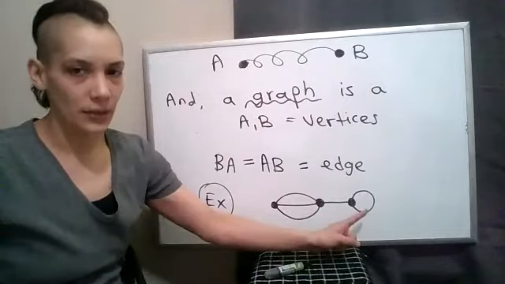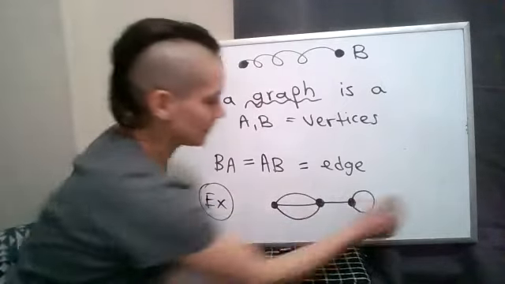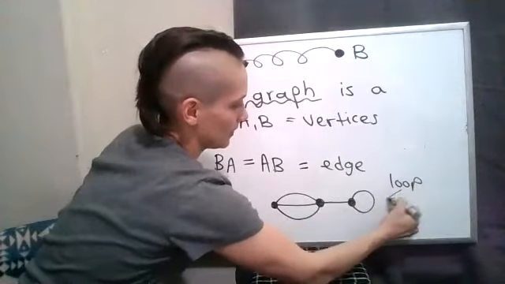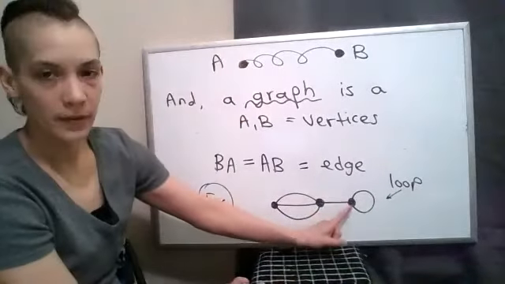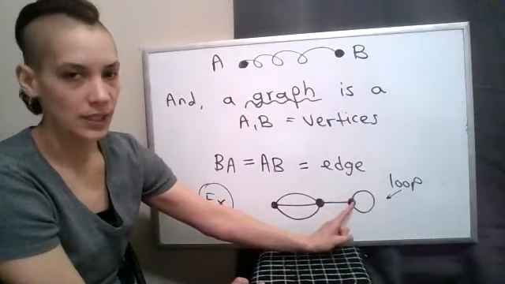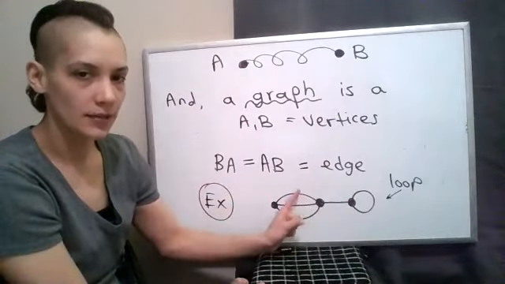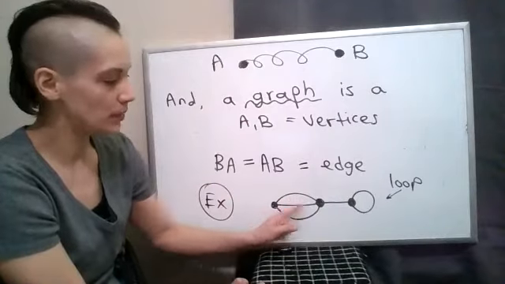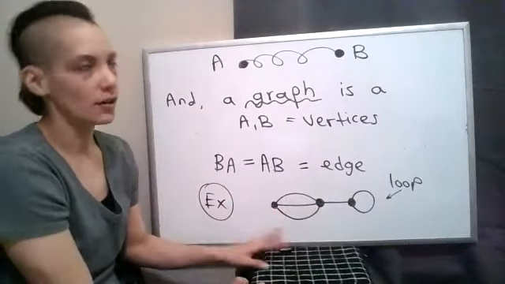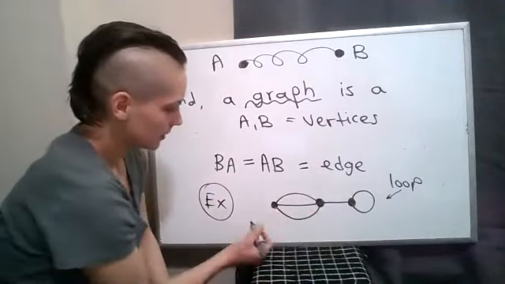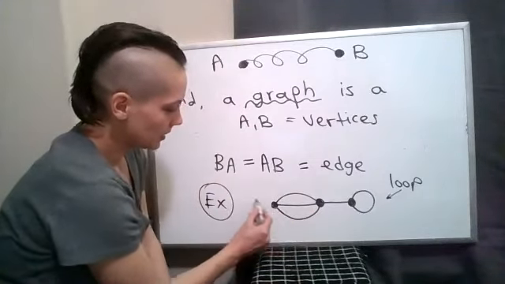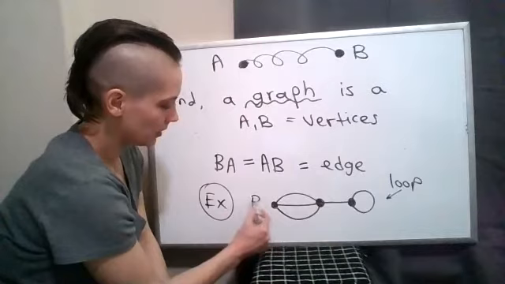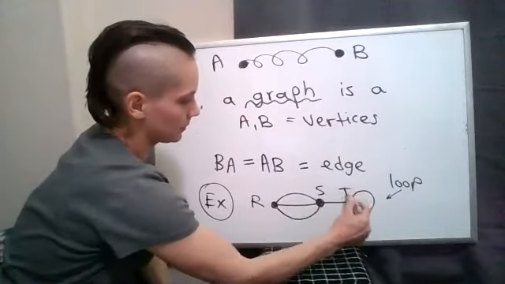Right, we called that one a loop, when you go from a vertex back to itself using an edge. Here you've got multiple edges. So 3 edges between those two vertices are called multiple edges. And we're going to label this R, S, T.